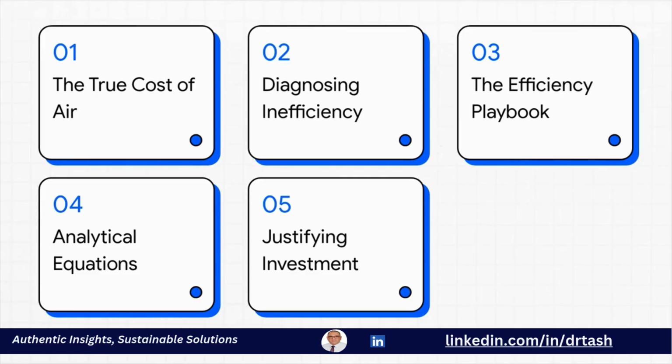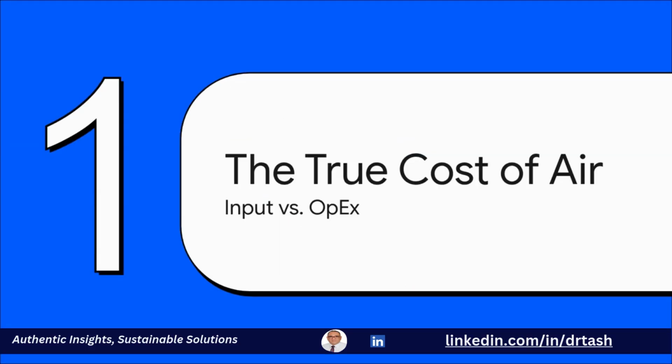Okay, here's our roadmap. We're going to follow the exact path of a real-world energy audit. We'll start by figuring out the real cost. Then we'll diagnose the waste, build a game plan, arm ourselves with the math, and finally, build the case to justify the investment. So let's kick things off with Section 1.